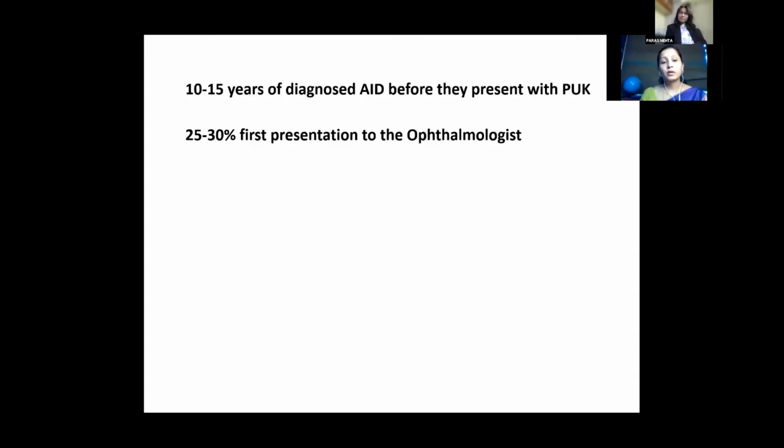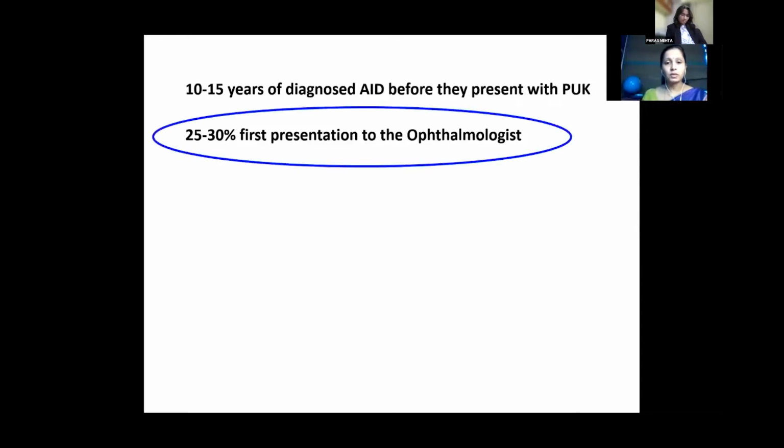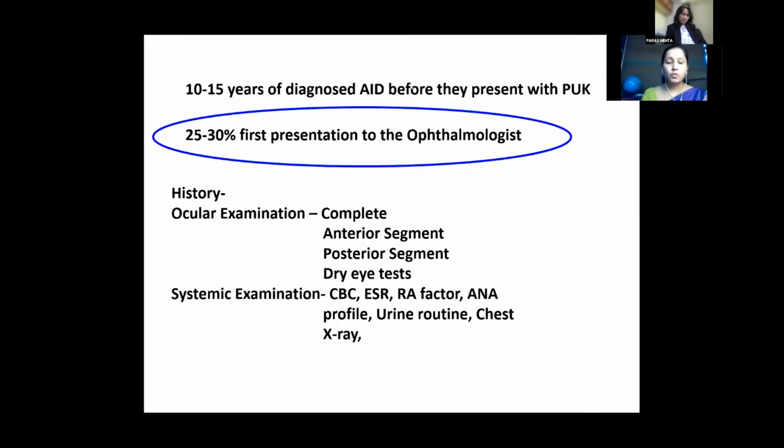But you need to be aware that 25 to 30%, so that's a significant chunk, may be presenting for the first time with some signs of eye affection, and the ophthalmologist plays a very crucial role in diagnosing the autoimmune disease. So this requires a very good history to elicit other system involvements, and an ocular examination which has to be complete, both anterior and posterior segment, to rule out any posterior segment anomalies, and a dry eye test, because most of them are associated with keratoconjunctivitis sicca.